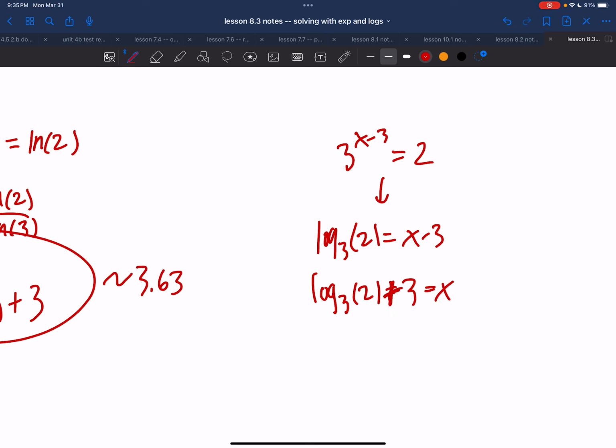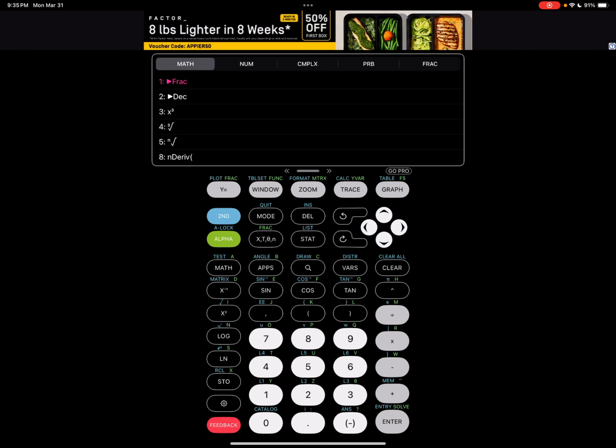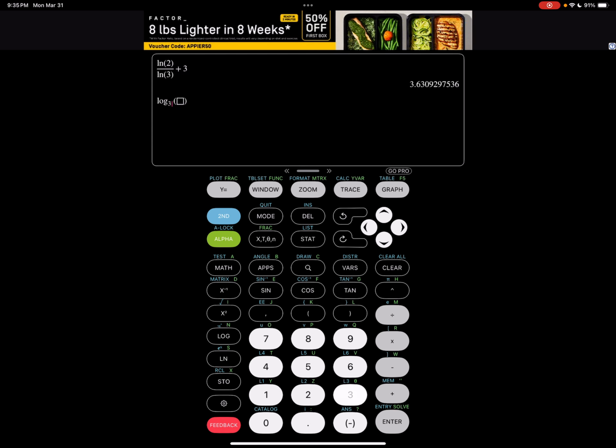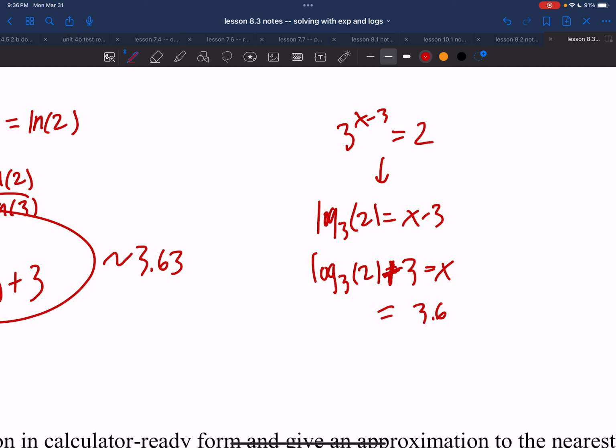And I would say, yeah, sure, true. That's why this is a valid method. And you'll be tested on that method too. But if you go into the calculator and you say log base 3 of 2 plus 3, hey, look, you still get 3.63. So in a world where you have calculators, that method's fine, right? This method's valid. It gets the same thing. It gets 3.63. It's less work, so whatever.